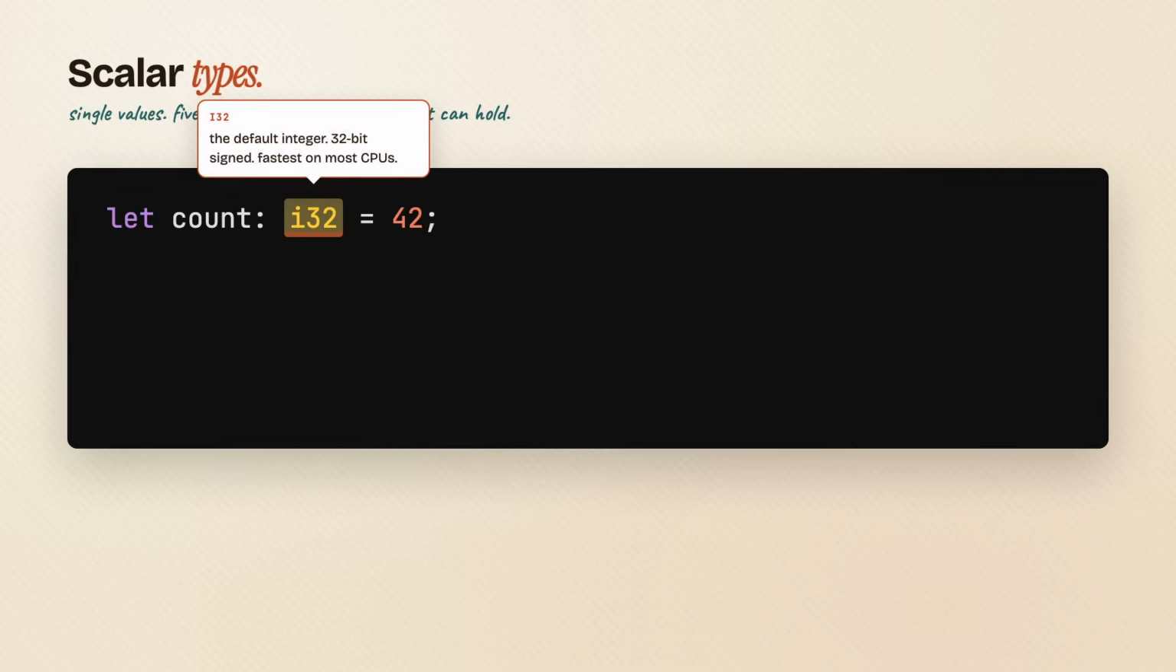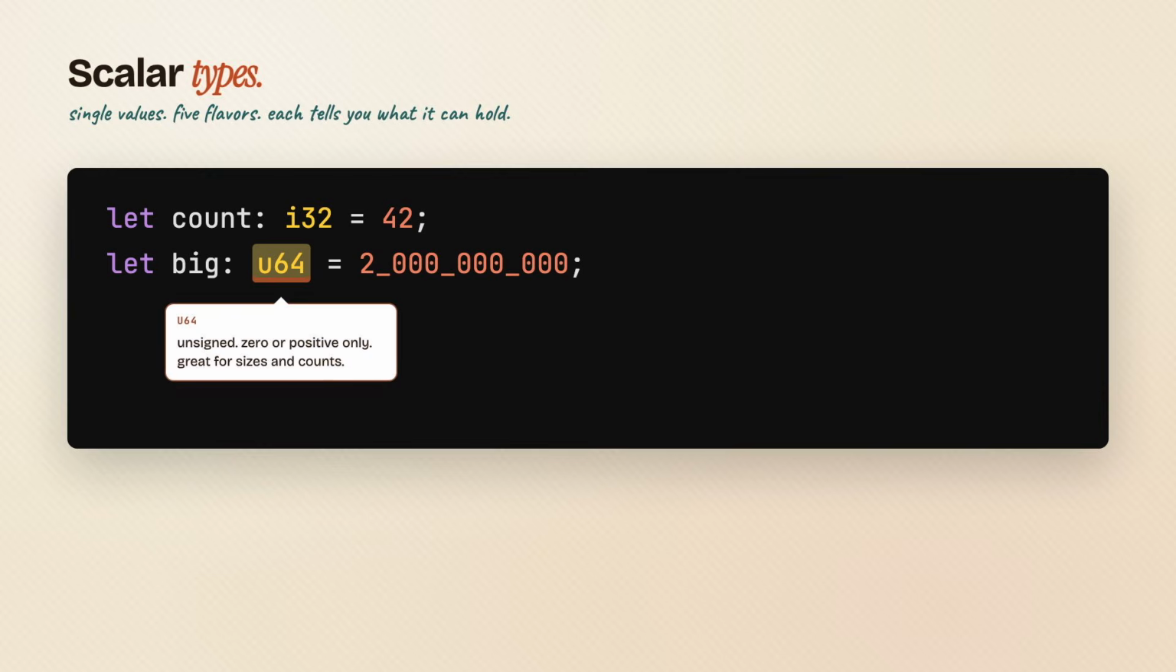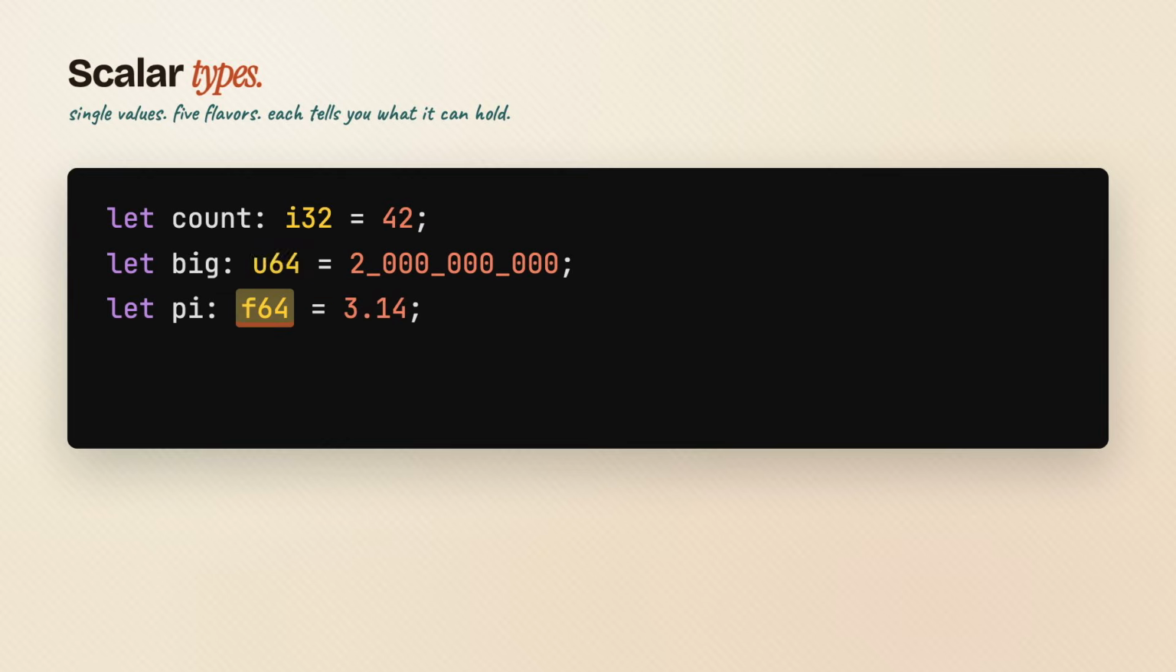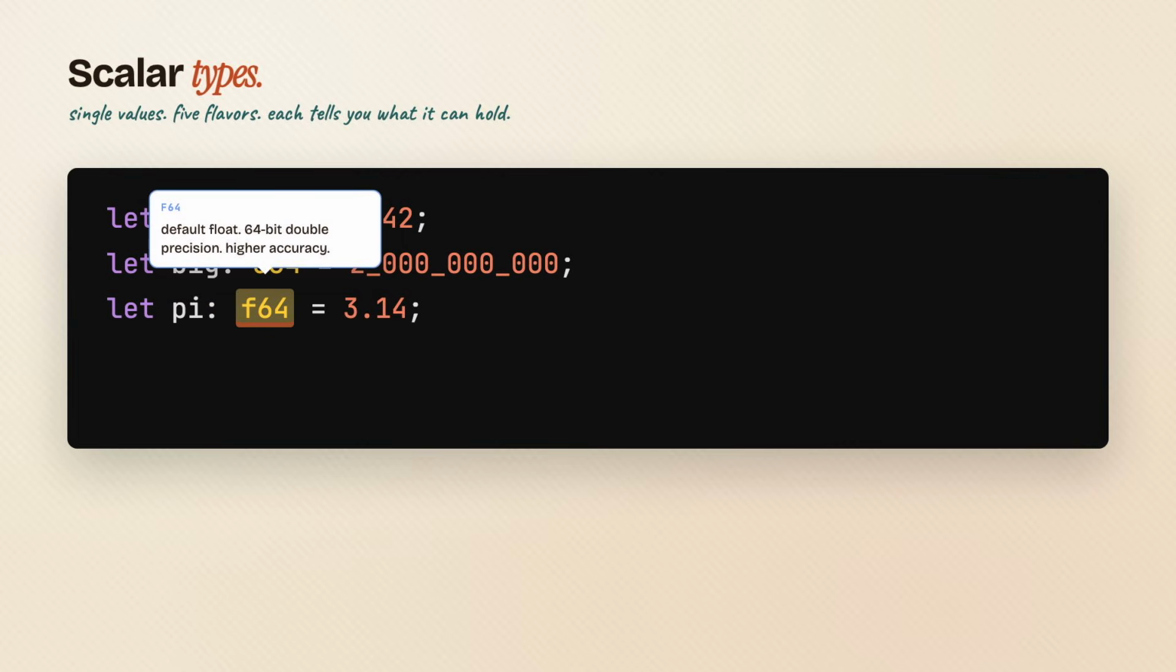Scalar types hold a single value. There are 5 flavors. First, the integers. i32 is the default, and i32 signed is the fastest for the CPU, but there are also other types. There are also unsigned integers like u64, which are 0 to positive only. Great for sizes, counts, and indexes.